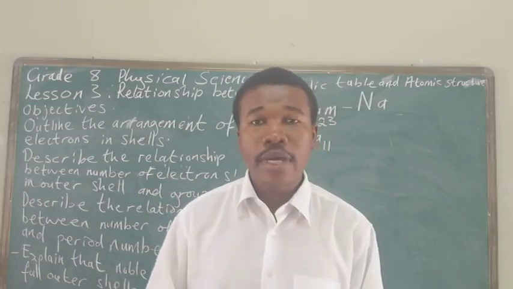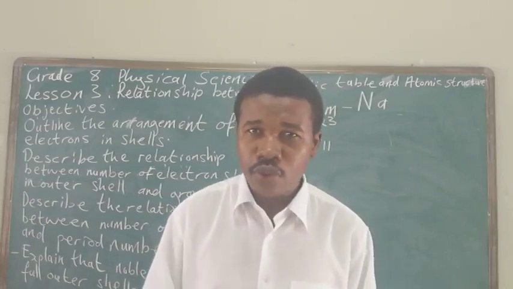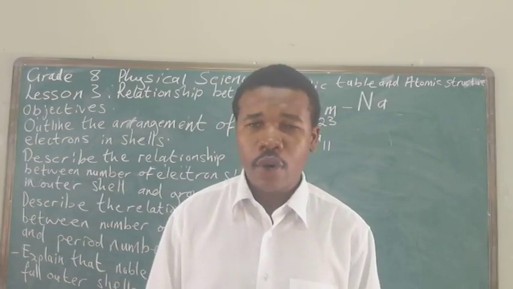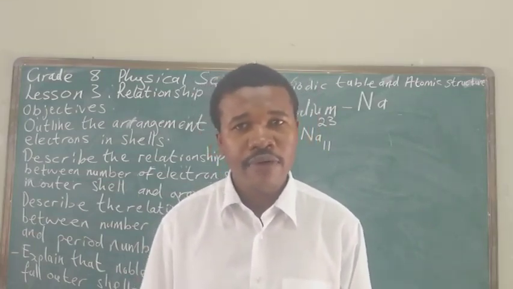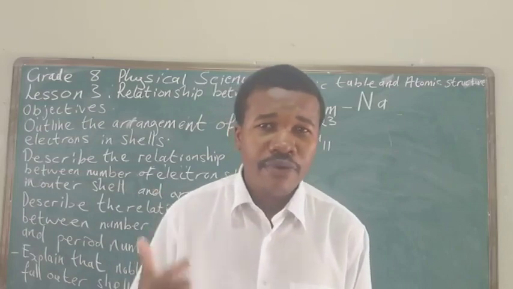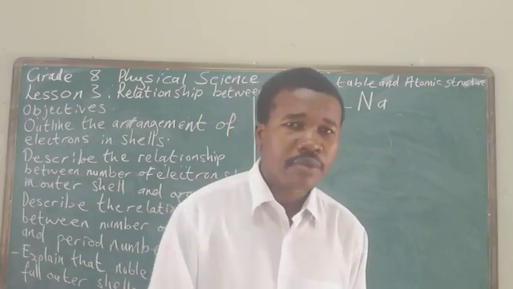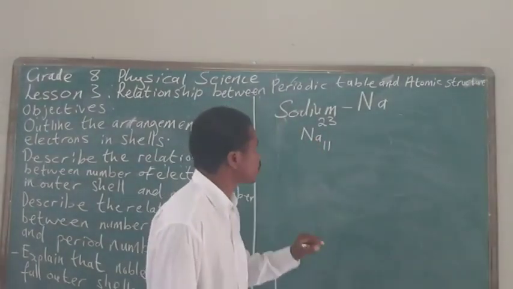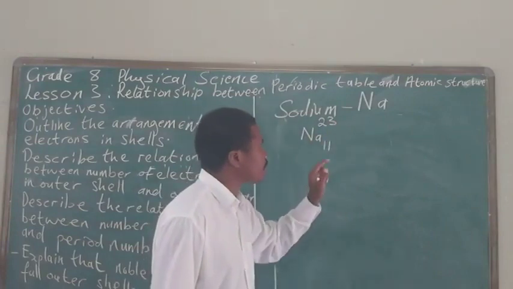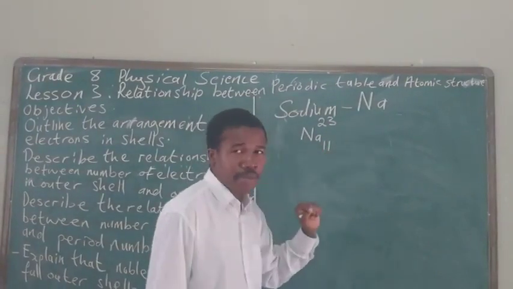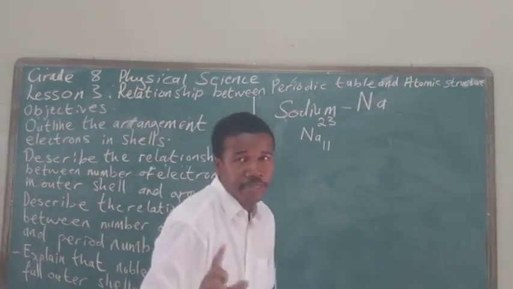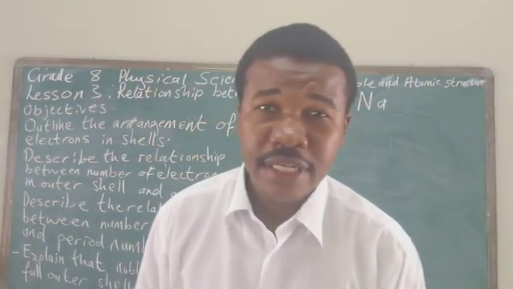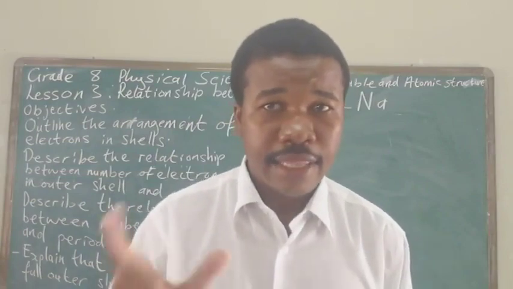So let's always take the chance, grade 8s, to familiarize ourselves with the periodic table so that you can get to know this information. So sodium: mass number 23, atomic number 11. Then we remember that the number of protons is equivalent to the number of electrons in that atom.